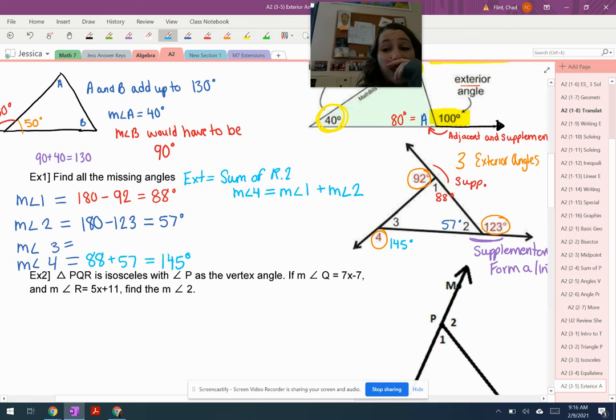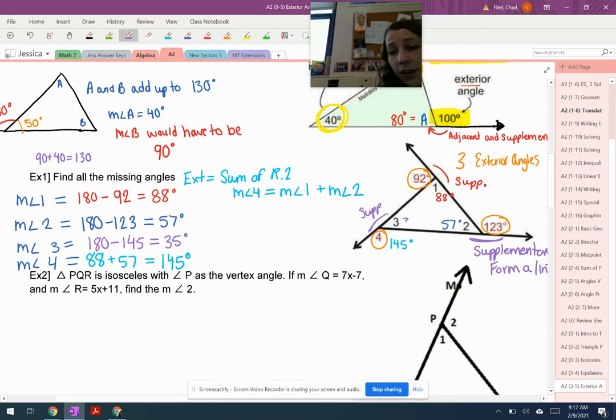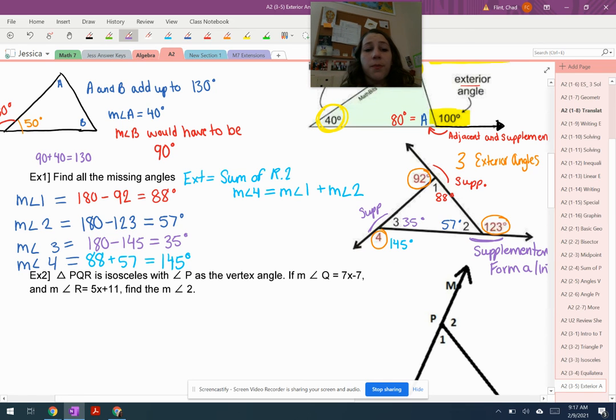And so now for my angle 3, I've got 2 options as to how to find that. I can use the supplementary relationship right here, or I can use the 3 angles add to 180 kind of thing. Let's just do the supplementary one because that seems to be less math. 180 minus the 145, and either way you will get the same answer. And that ends up with the 3rd angle being 35 degrees.